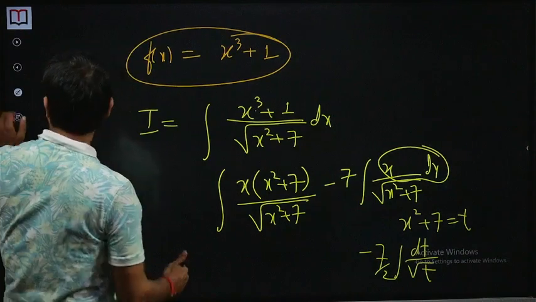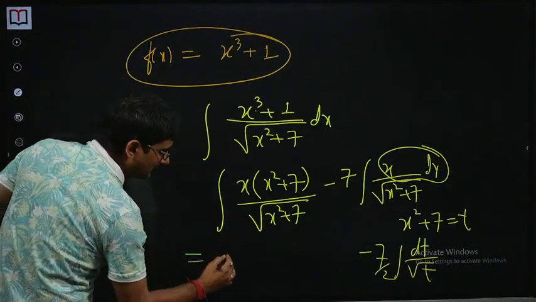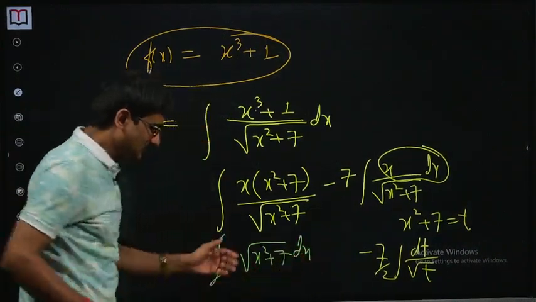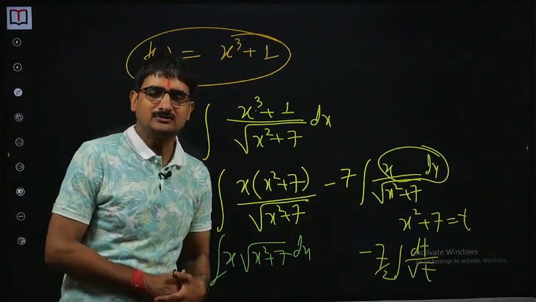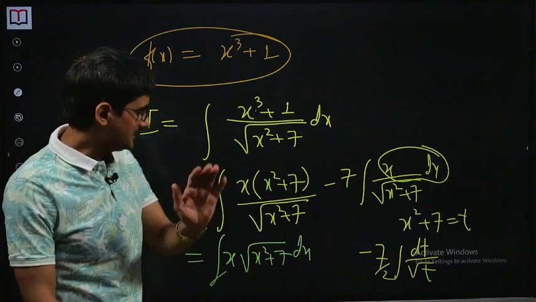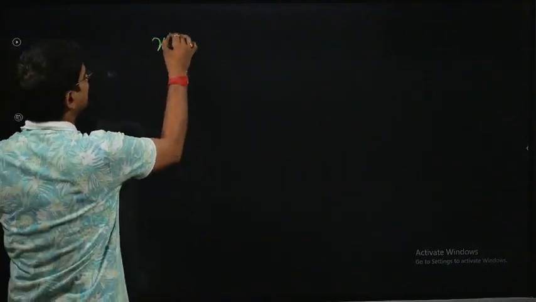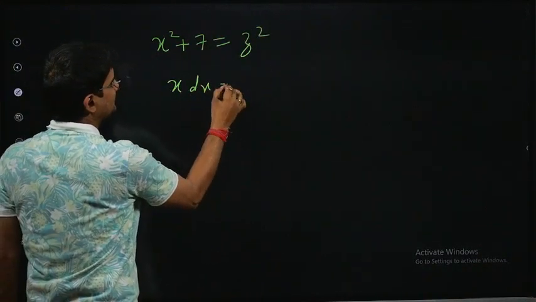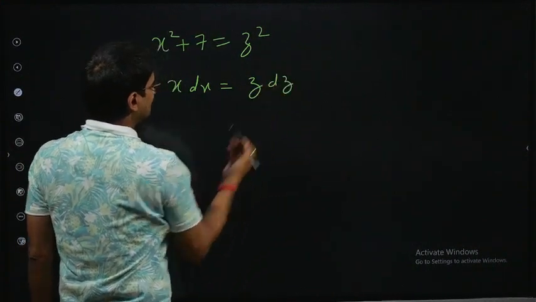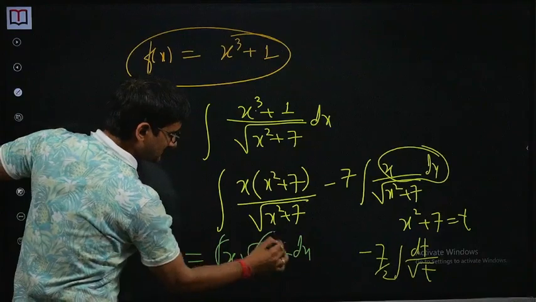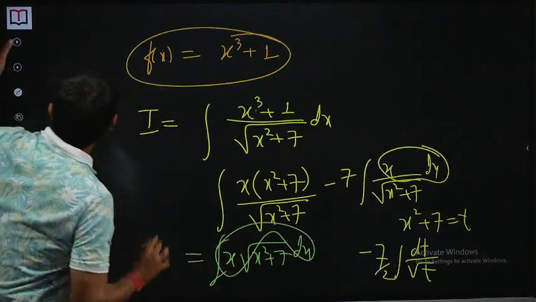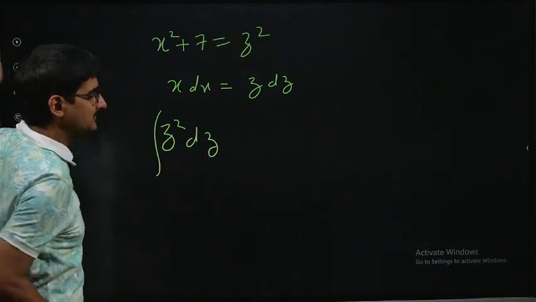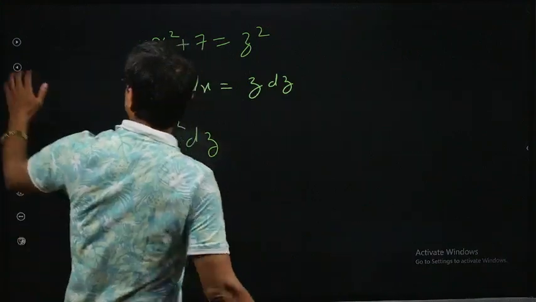But what about here? Here you get x under root of x square plus 7. You can try to solve it using linear into under root of quadratic. But what you can easily do is replace x square by 7 by z square, so its derivative x dx will be z dz. Now just put the value. So x dx is gone, this is z, and then it's z square dz. If I am not committing any mistake, that will be the form, and of course we know how to do it. So that was this question.